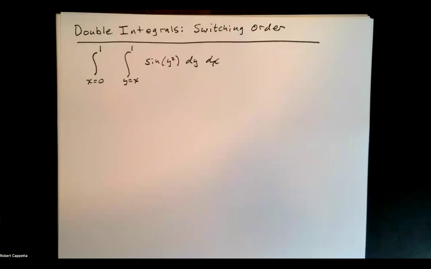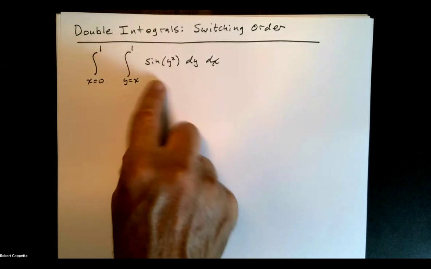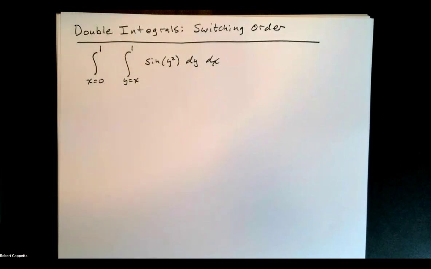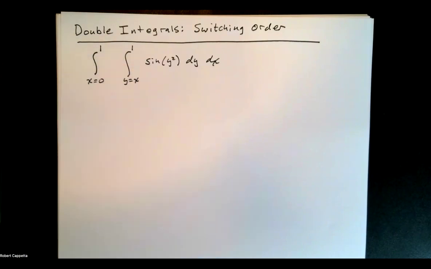This lesson's on double integrals where we are going to be switching the order of integration. So what I have here is the integral where x goes from 0 to 1, integral where y goes from x to 1 of sine y squared dy dx. Normally, the first thing we would do is look at the inner integral. And the problem with that is I have no idea what the integral of sine y squared is. You could approximate it using a Taylor series, but we want to avoid that kind of thing here.